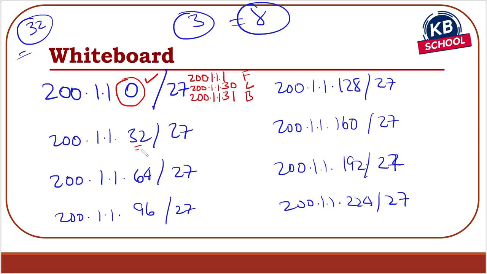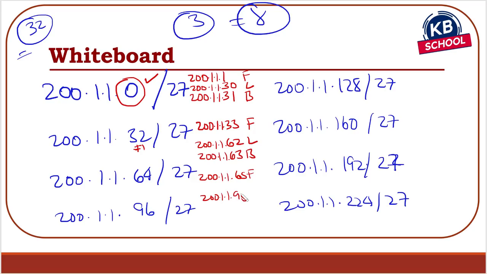On the 32 network, again, as I said, add 1 to the network gives you the first usable host. So that would be 200.1.1.33, first usable one. Broadcast is going to be 1 less than the next network, which is 63. And the last usable one would be 62. For the 64 network, 200.1.1.65 is first, 200.1.1.95 is broadcast, 200.1.1.94 is last usable one.